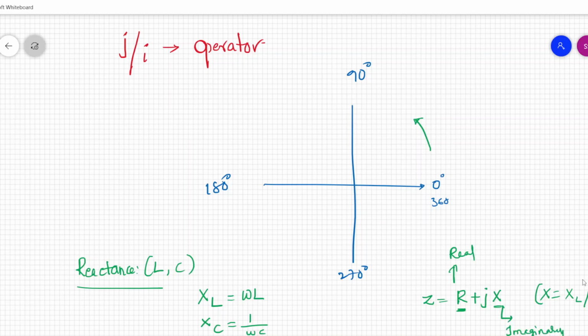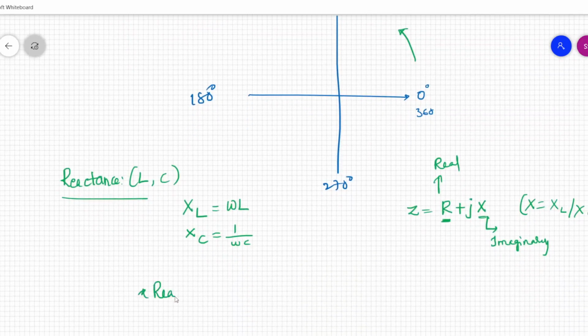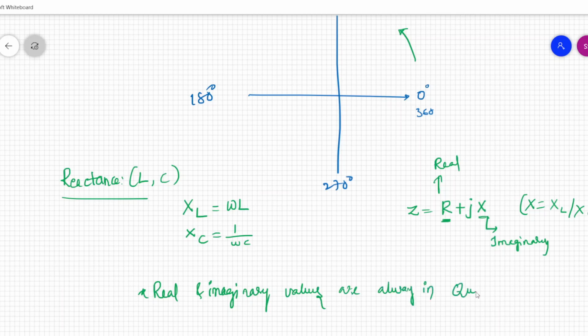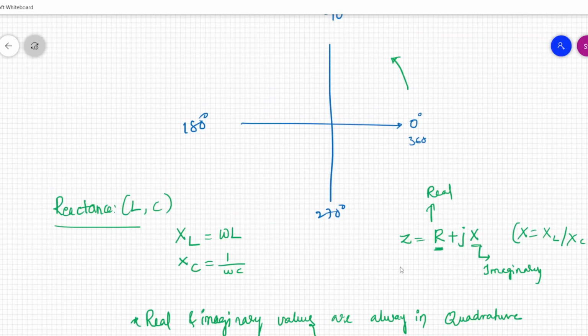Generally the real and imaginary parts will be 90 degrees away from each other. Okay, they are in quadrature actually. The real and imaginary values are always in quadrature. Quadrature means they will have 90 degrees displacement. So based on the element, for an inductor the current will lag the voltage, for a capacitor the current will lead the voltage. So that will be different for different elements. It can be leading, it can be lagging. For a pure inductor it will lag by 90 degrees, for a pure capacitor it will lead by 90 degrees.